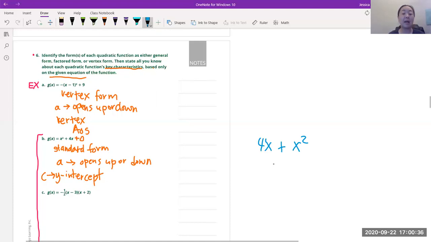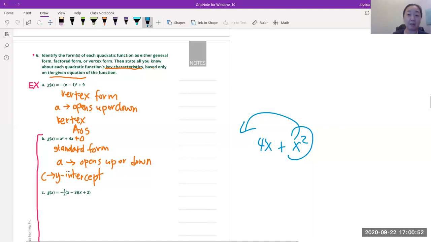How do we write in standard form? You put the one with the highest exponent first, so this one would have to go first. Now with standard form, there's not a lot that we can know. There are some computations we would have to do, but just off the bat, we know A again.